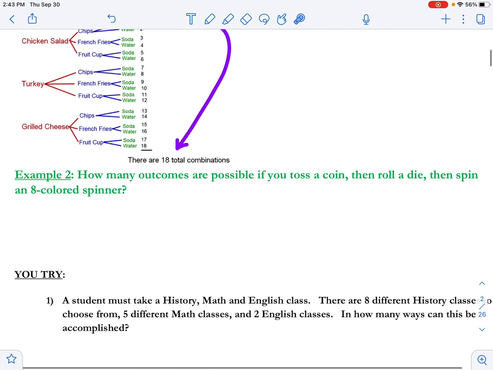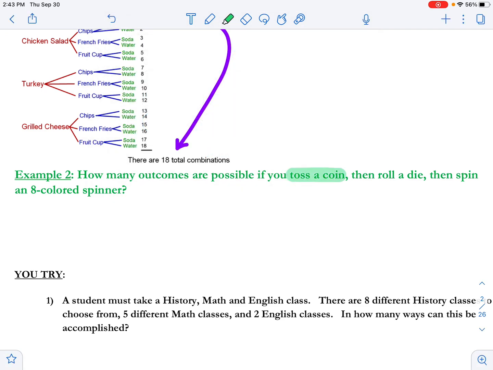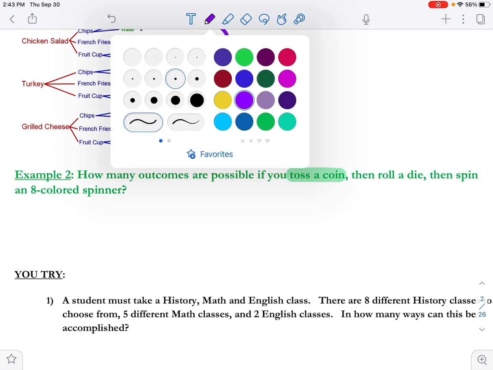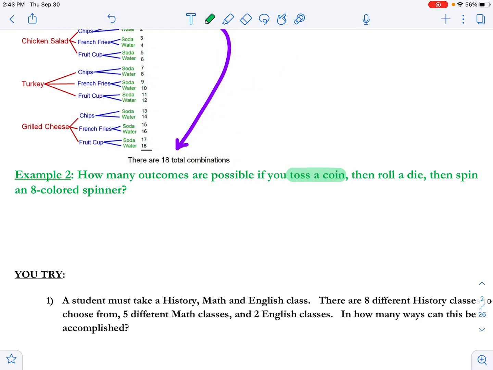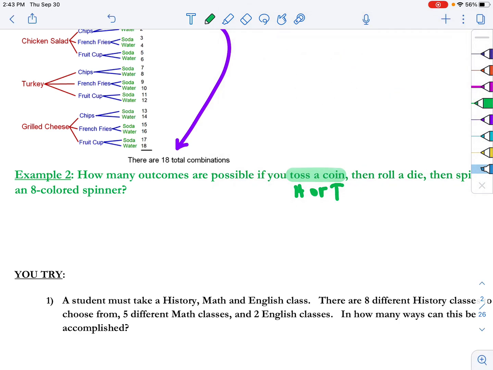So let's look at this next example. It says, how many outcomes are possible if you toss a coin, then roll a die, and then spin an 8-colored spinner? So notice, these are all independent events, right? When we toss the coin, whatever we get, and remember, what are those options when we toss the coin? We could either get heads or tails, right? H or T, heads or tails. So we have 2 options for flipping a coin.